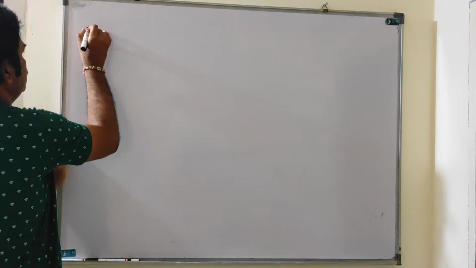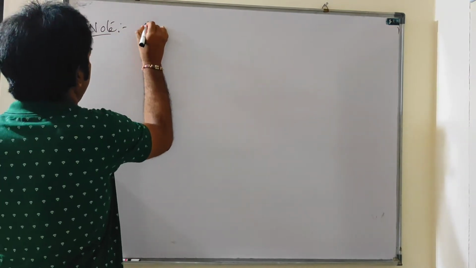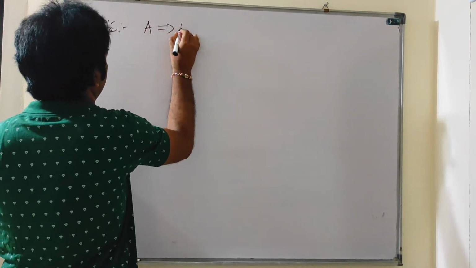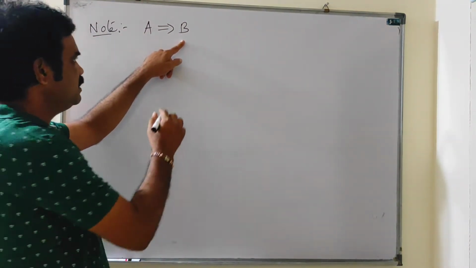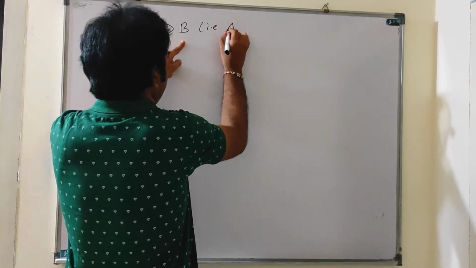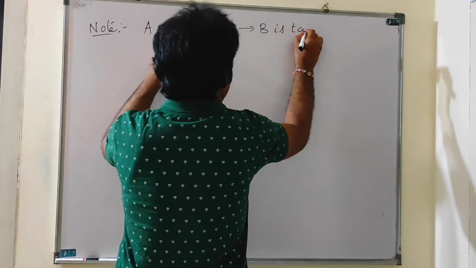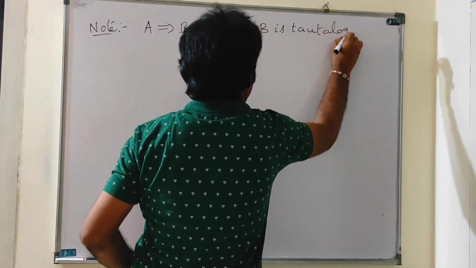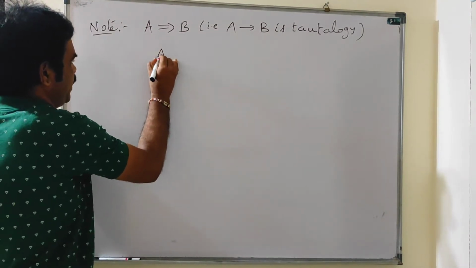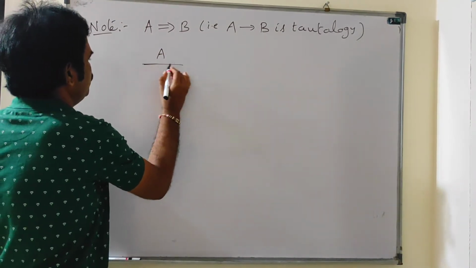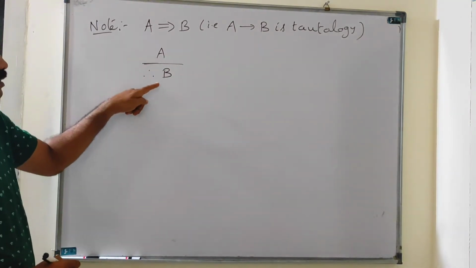Note: A imply B. So what is meant by this? B follows logically from A. That means A implies B is a tautology. We also denote this by A therefore B. That means B follows logically from A. We also use this notation.